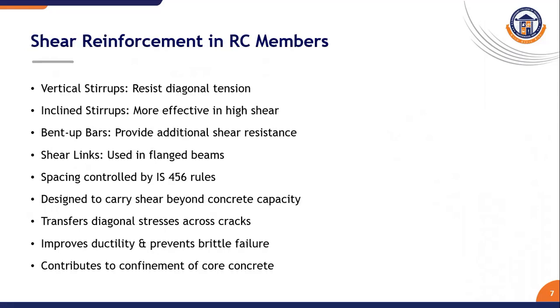Shear reinforcement in RC members. Vertical stirrups, inclined stirrups, bent-up bars and shear links are used to resist shear. IS 456 specifies limits on spacing to ensure effective action. Shear reinforcement transfers the diagonal stresses, prevents brittle failure, and improves the ductility and serviceability of RC members.